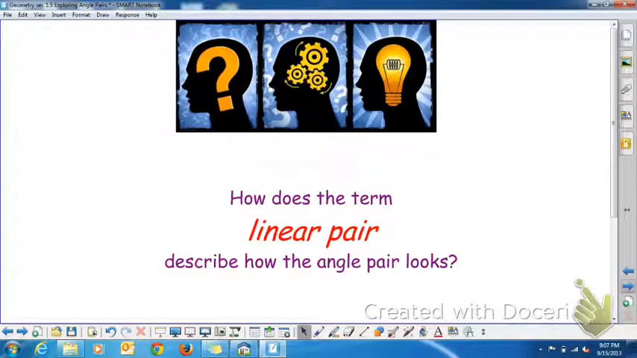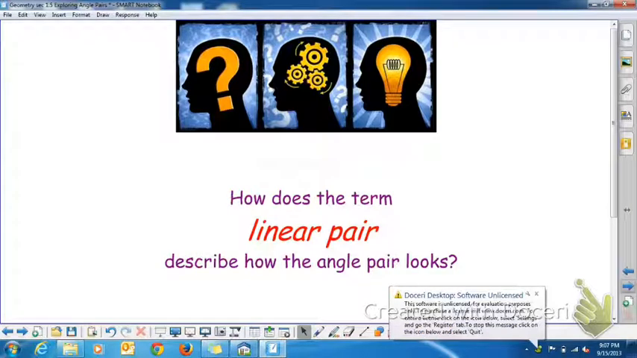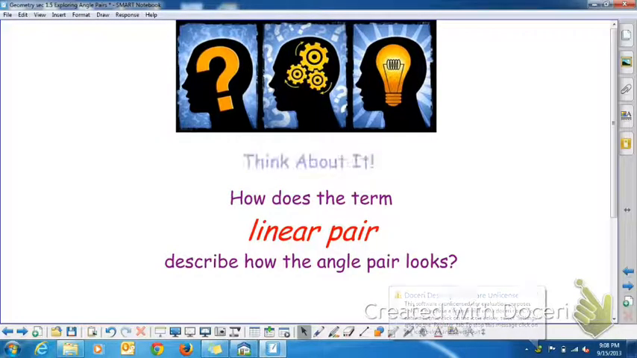That's the end of our notes for tonight. As we're wrapping up, please think about this. How does the term linear pair describe how the angle pair looks? For tomorrow's class, we'll talk about it. So think about that tonight.